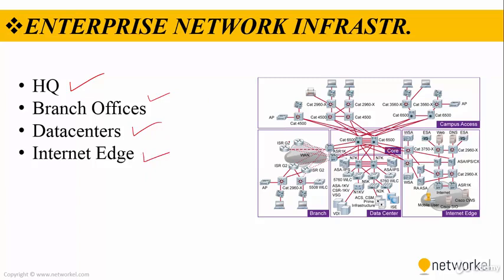Normally, HQ is the place where we collect traffic coming from the branch offices. And in data centers, we have servers, load balancers, and some core network devices such as core routers and core switches and something like that. And the internet edge is the place that we use when we are going to the internet side.